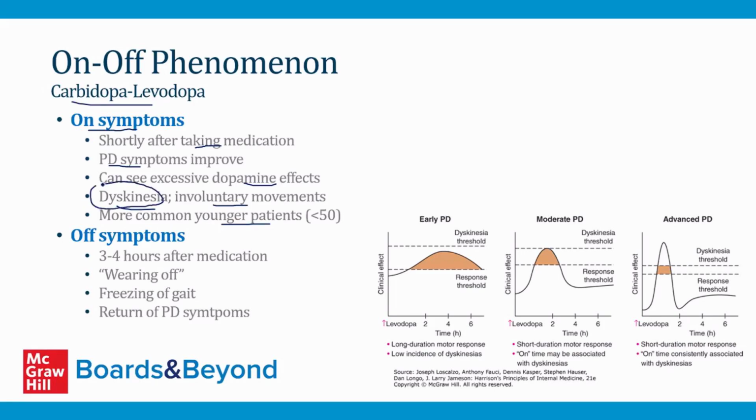But then a few hours after the on symptoms, patients develop the off symptoms. This usually occurs 3 to 4 hours later. The drug wears off, their gait starts to freeze, and they get a return of Parkinson's disease symptoms. And so this right here is the on-off phenomenon. It occurs in patients with Parkinson's who take carbidopa-levodopa as their Parkinson's disease progresses.